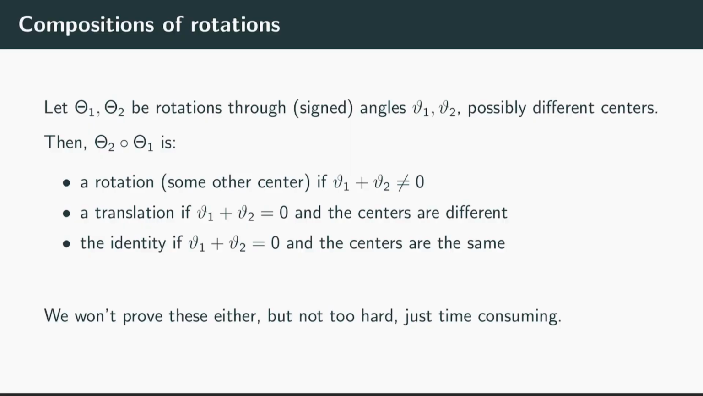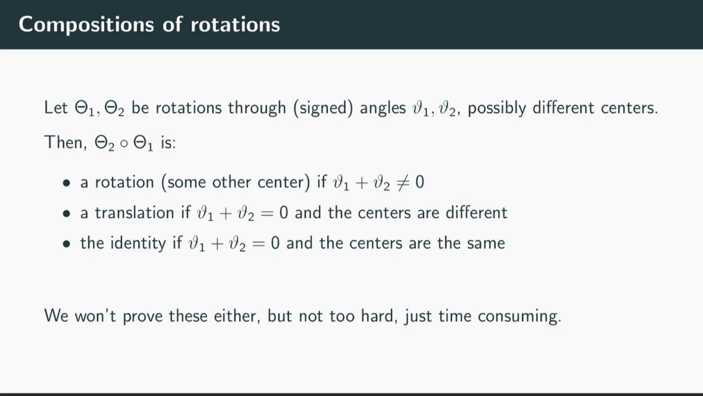So if I take two rotations with signed angles, which I call capital Theta 1 and capital Theta 2, with signed angles theta 1 and theta 2, and I'm assuming they have possibly different centers, then the composition of the two, Theta 2 composed with Theta 1, can be one of the following three things. I can get a rotation, I can get a translation, or I can get the identity. And so my three cases are: if the angles don't add up to 0 mod 360 degrees, then the composition of the rotations is going to be yet another rotation with possibly a different center.